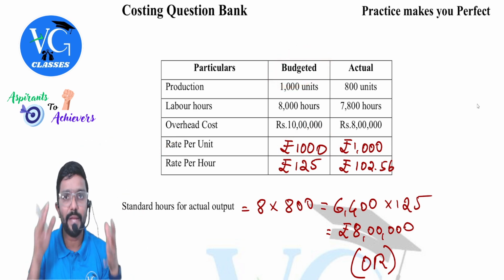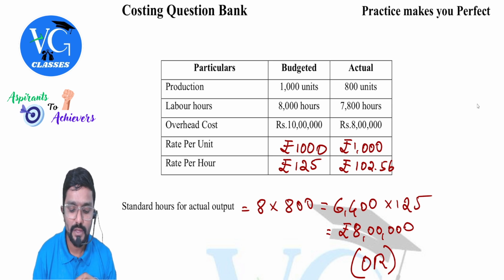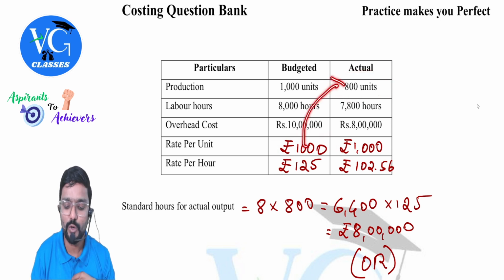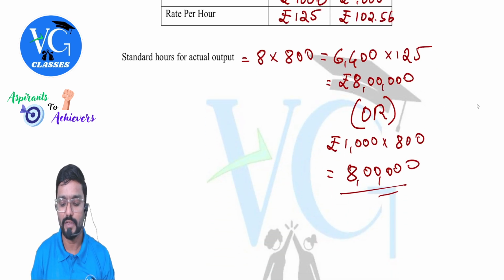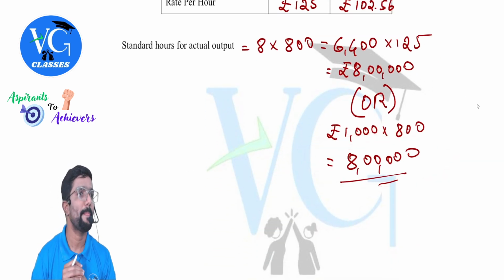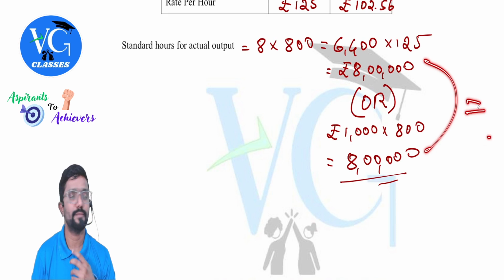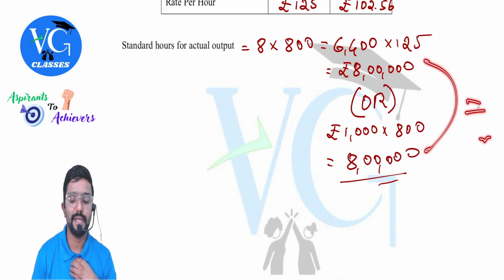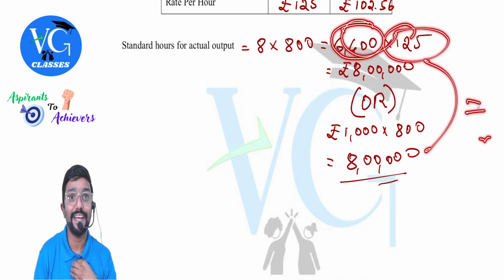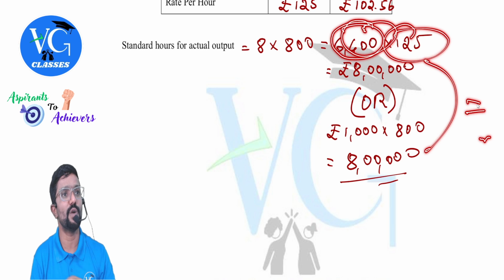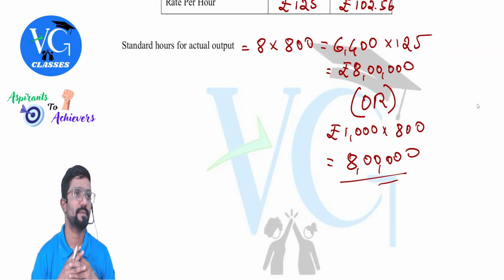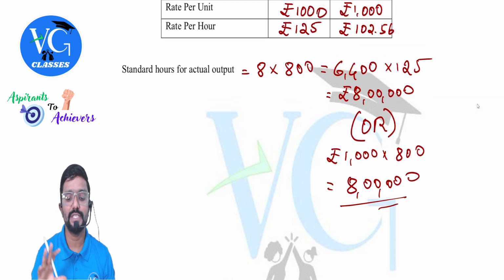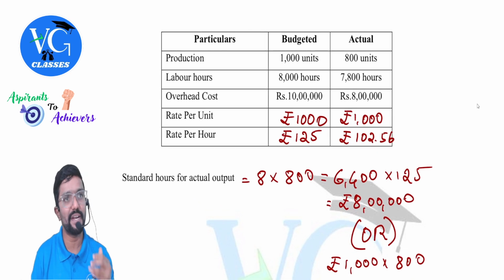For each and every unit I produce, how much will I absorb? 1000 rupees. How many units I have produced? 800. So how much I would have totally absorbed? 1000 into 800, which is 8 lakh. Either way you can do, you will get the same. But please be careful when you are multiplying here, that is the rate per hour. Take standard hours. This is what you were supposed to take to produce 800 units.